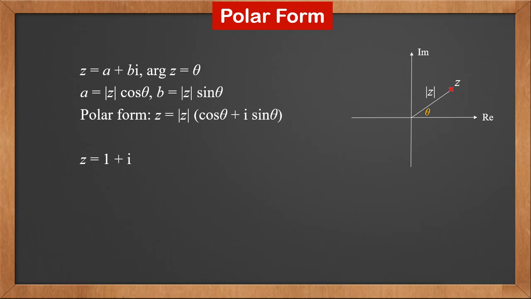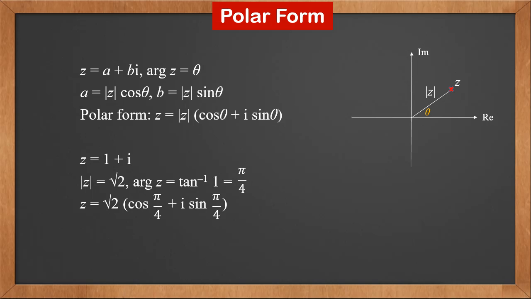For example, z is 1 plus i. The modulus is root 2. The argument is inverse tangent 1, which is quarter pi. So the polar form of z is root 2 times cosine quarter pi plus i sine quarter pi. If you calculate the trigonometric values and open the brackets, you can see it's equal to 1 plus i.